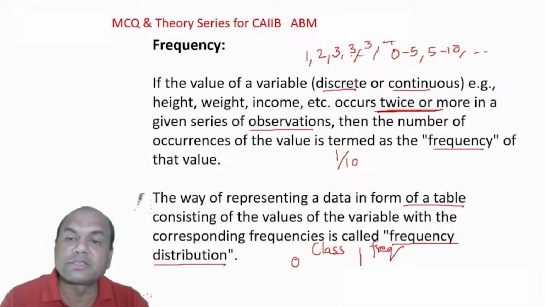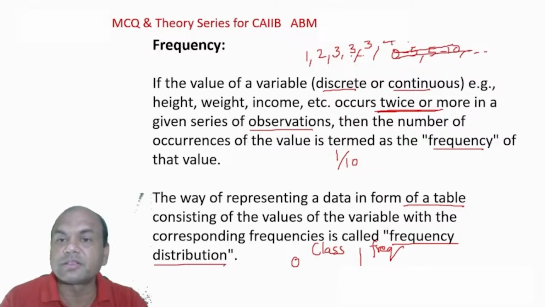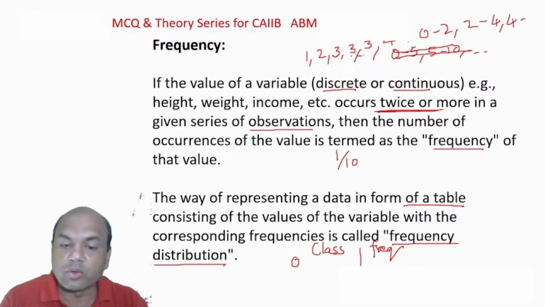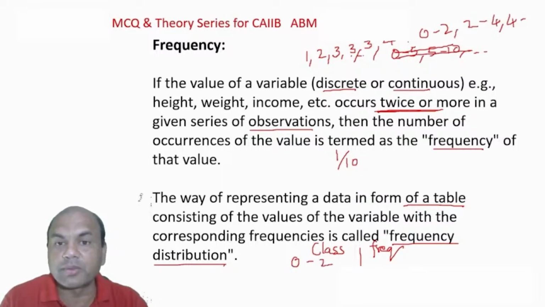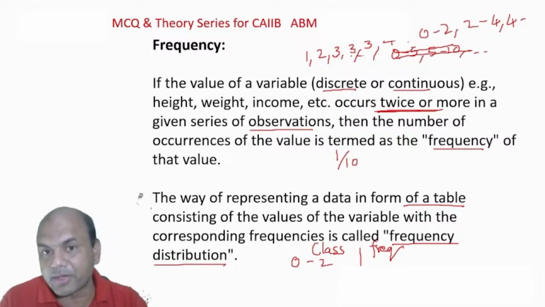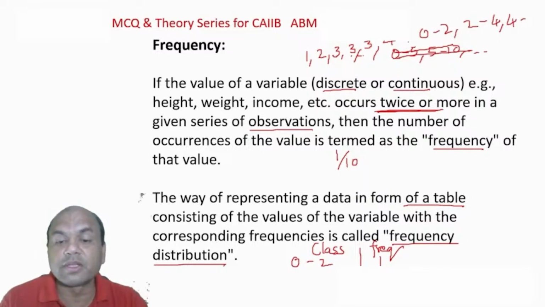So let me make it 0 to 2. Let me make smaller classes: 0 to 2, 2 to 4, and then go on 4 to 6, and so on. So 0 to 2, how many will be there? Now remember, 0 to 2 means what? Will 2 be considered in this? No, 2 will be in the next class. 0 to 2 means less than 2. So here the frequency is 1 only.